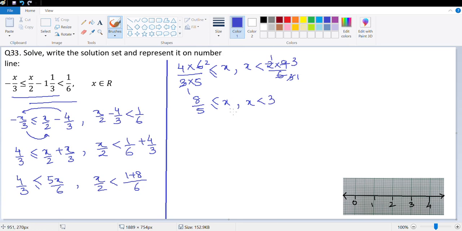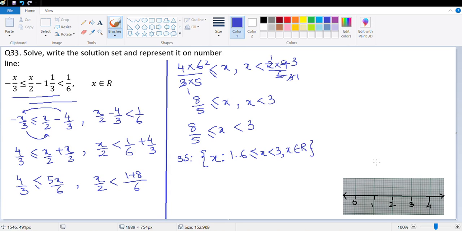If I combine these two, then this is 8 by 5 is less than or equal to x, which is less than 3. Let's write it in the solution set form. The solution set would be, it's a set of all x such that 8 by 5, which is 1.6, is less than or equal to x, which is less than 3, and x belongs to a real number.